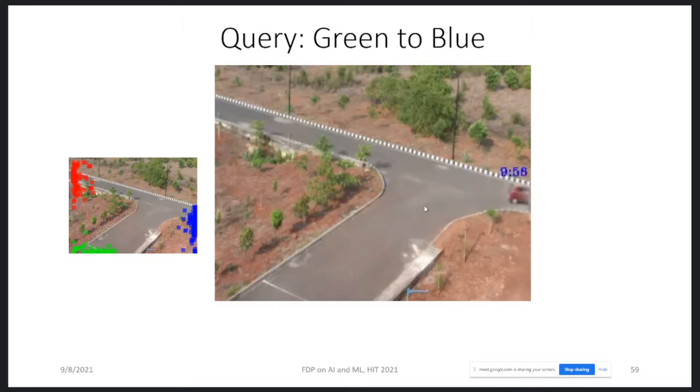Now it has many applications. Think about a security situation where at the end of the day, the administrator wants to see all the vehicles of color red that moved from point location 1 to point location 2.